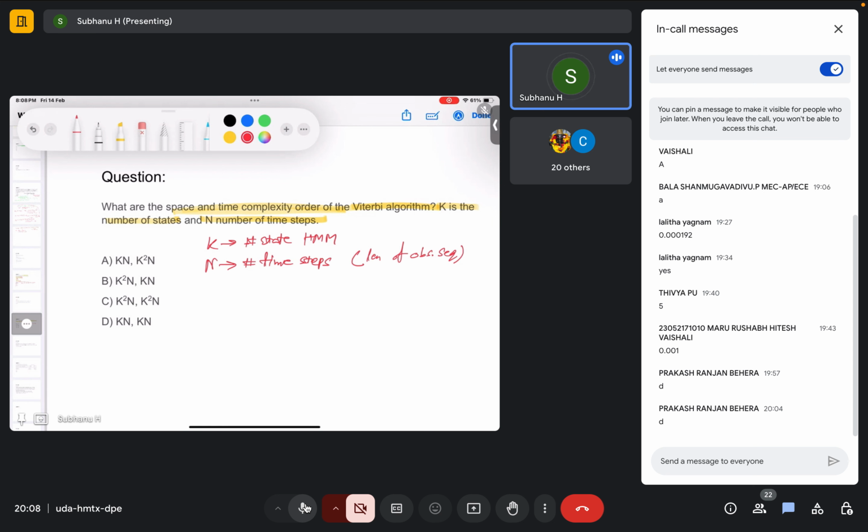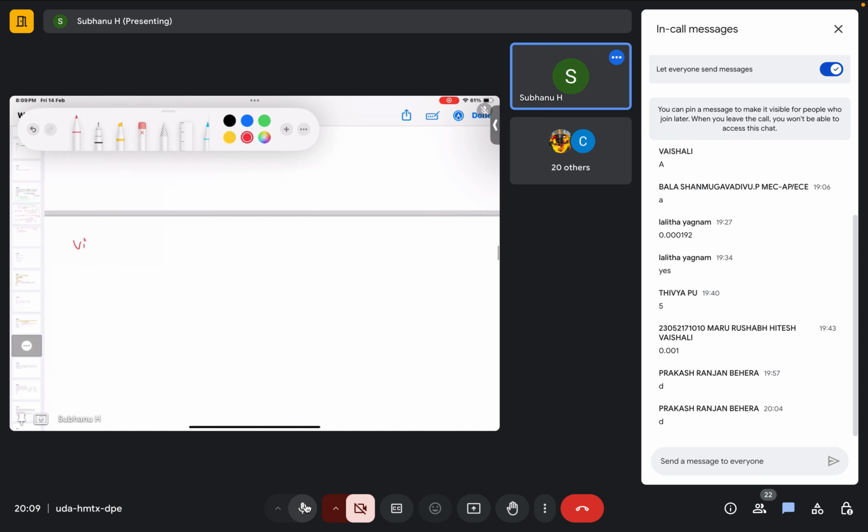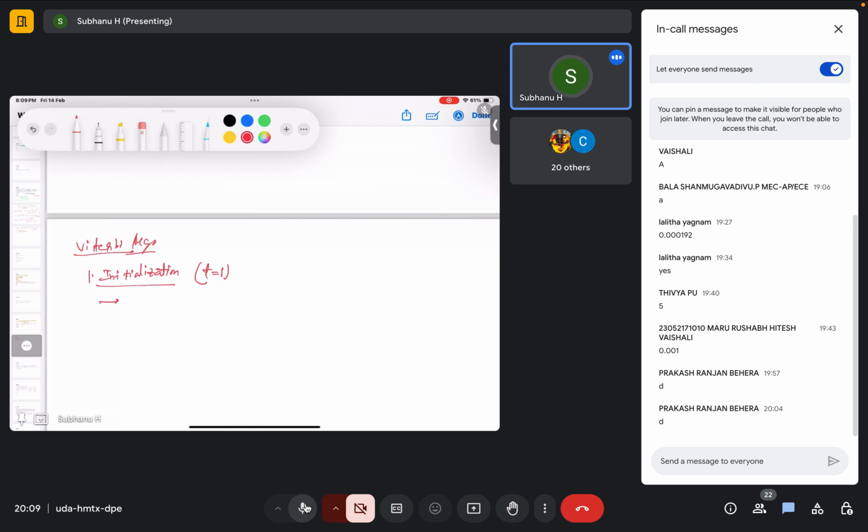So how do we analyze the time complexity? What do we actually do in the Viterbi algorithm? In the Viterbi algorithm, first we do the initialization. This is time step t is equal to 1. We initialize probabilities for all k states based on the initial state distribution. To initialize all k states, you need order of k time.